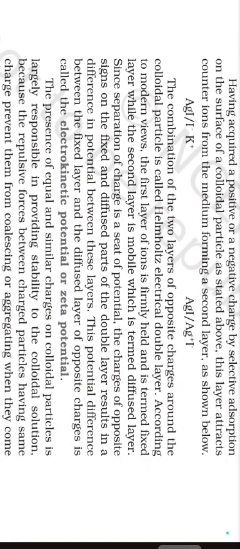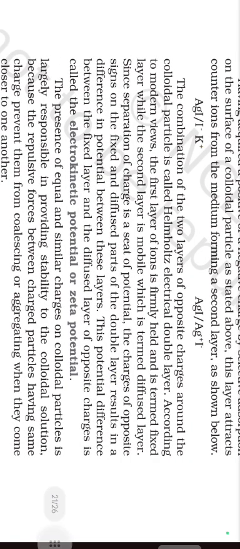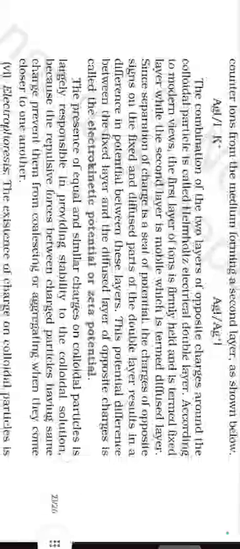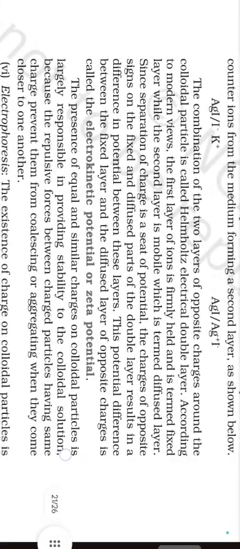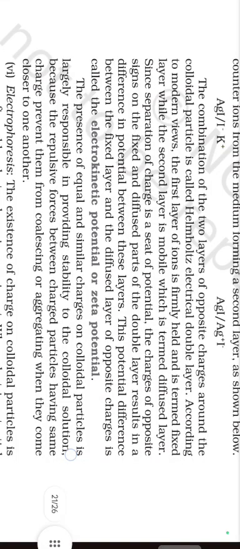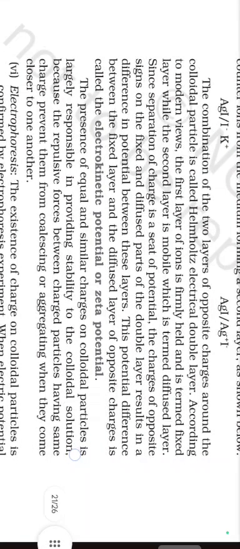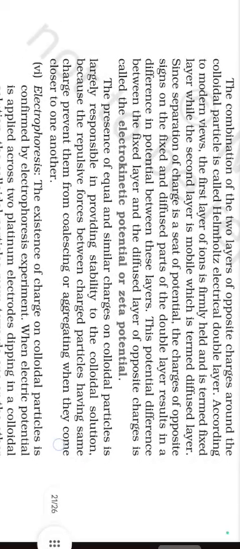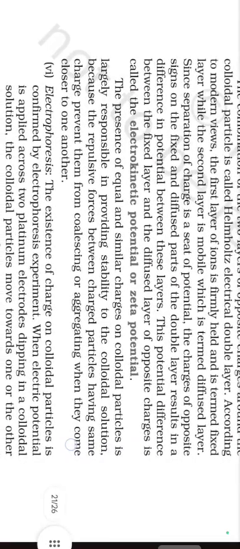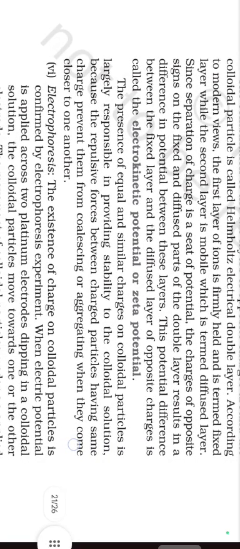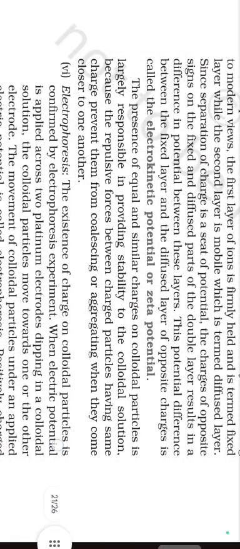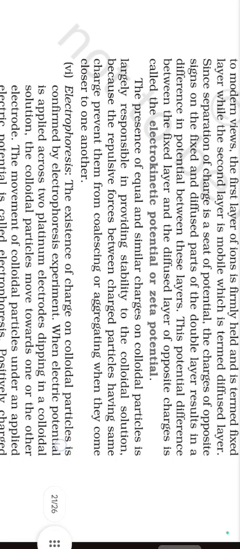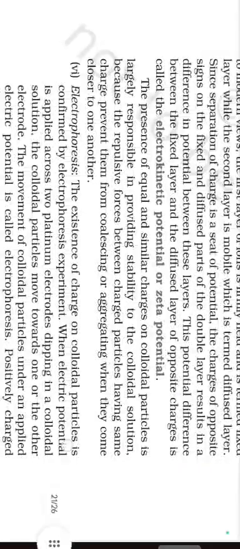Having acquired a positive or a negative charge by selective adsorption on the surface of a colloidal particle, as stated above, this layer attracts counter ions from the medium, forming a second layer as shown below. AgI/I- K+ and AgI/Ag+ I-. The combination of the two layers of opposite charges around the colloidal particles is called Helmholtz electrical double layer. According to modern views, the first layer of ions is firmly held and is termed the fixed layer, while the second layer is mobile, which is termed the diffused layer.